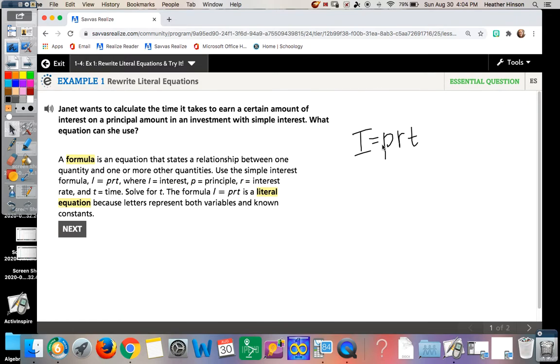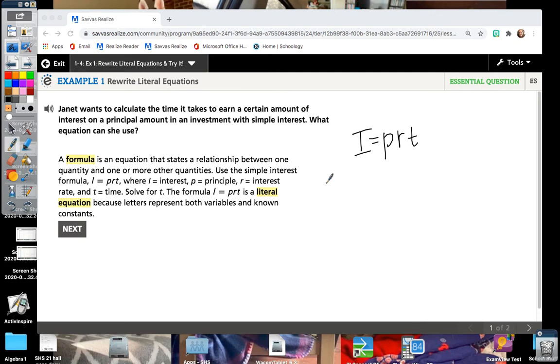Like we have our principal, our rate, and our time. And again, your book gave you your formula. I is your interest, because that's what she's looking for. She wants to earn some interest. P is the principal, how much she's starting with. R is the interest rate. That's how much it's earning. And then T is your time. So we want to solve for T because it says she wants to calculate the time that it takes to earn a certain amount. So we want to find out what time is.